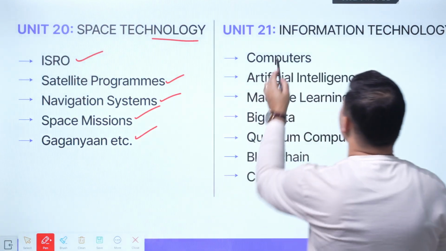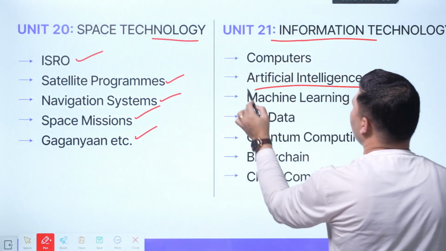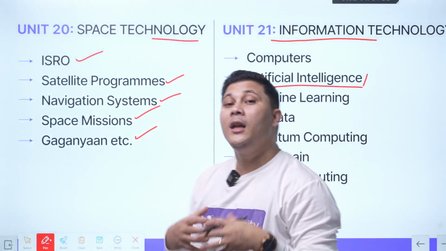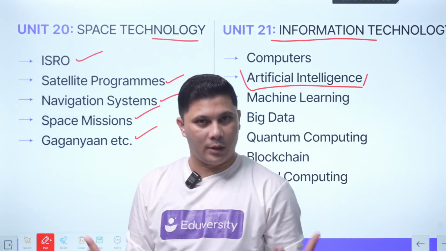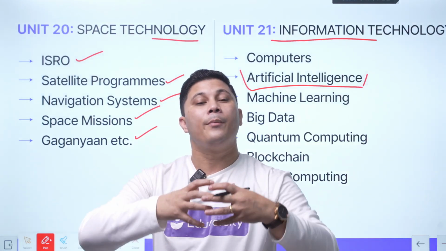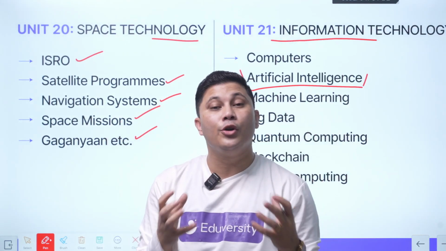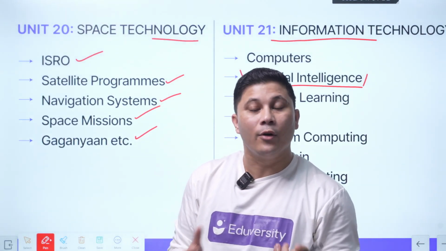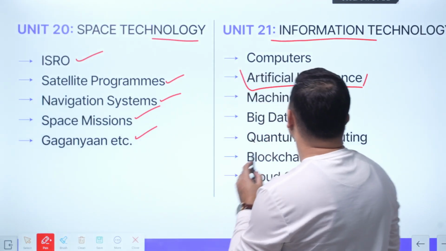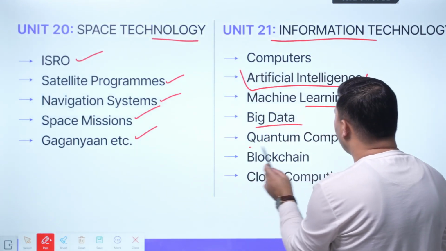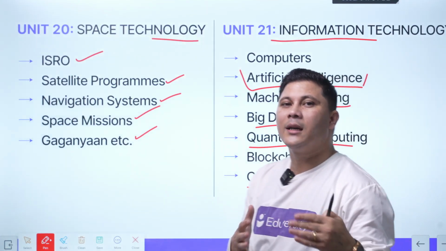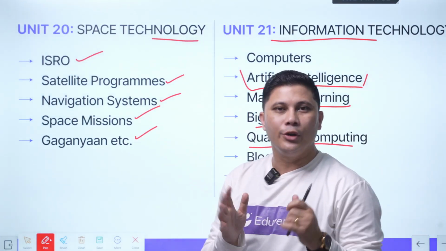In IT you have to learn about artificial intelligence. Very important, but only learning about AI is not important. You are preparing for civil services, so you also have to learn about responsible AI. You got a point, right? Which is very important. Then machine learning, big data, quantum computing, blockchain, and cloud computing. These are the trending science and technology topics which you need to study.